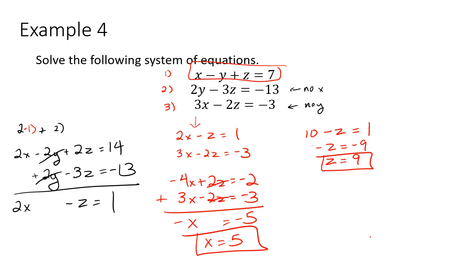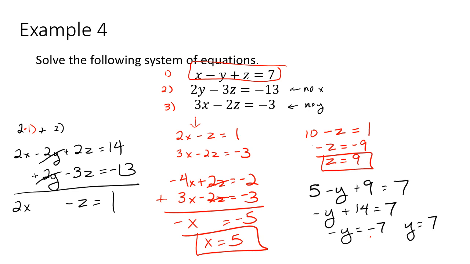go with that. We've got x, which is 5, minus y, plus z, which is 9, is equal to 7. So the 5 plus 9 would give us a 14. Subtract the 14 from both sides. 7 minus 14 would be a negative 7. Divide by negative 1. And so x, y, z, our solution to our system of equations here, our ordered triple. We've got a 5 for x, a 7 for y, and a 9 for z.